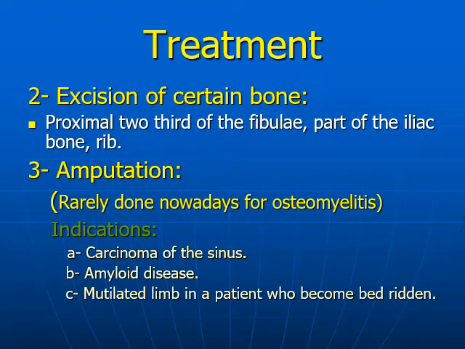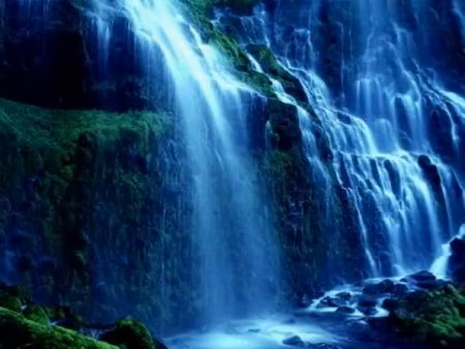In certain parts, like the fibula, if the middle third or upper third of the fibula is affected by chronic osteomyelitis, we can remove it, so excision of a certain part. Amputation is rarely done nowadays and is indicated in carcinoma of the sinus, amyloid disease, and mutilated limb, but however, it is very rare to do amputation in case of chronic osteomyelitis.